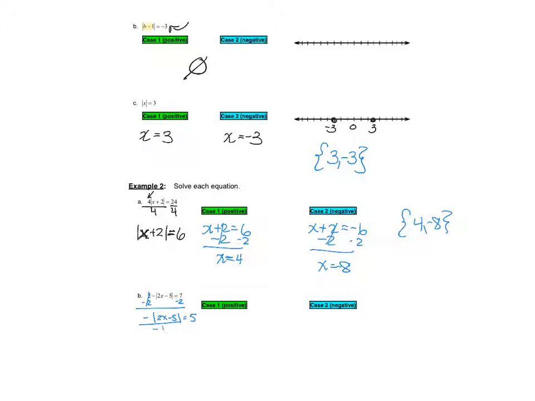Divide both sides by negative 1 to get rid of that. It's really a negative 1 in front of the absolute value bars. So dividing by negative 1, I get absolute value of 2x minus 5 is equal to negative 5. There's no way an absolute value could be equal to a negative, so my solution set here is no solution.